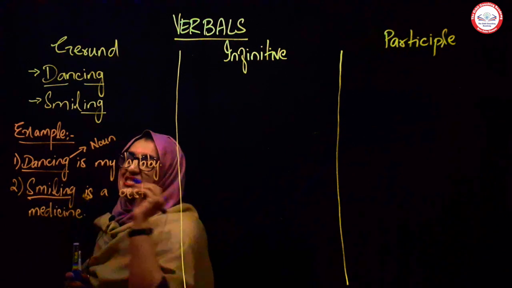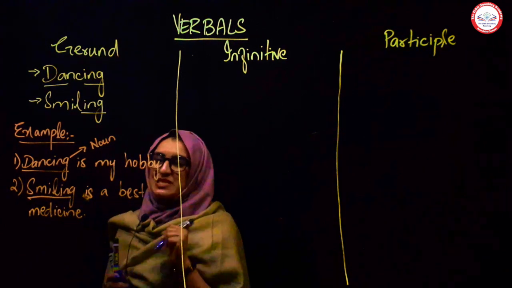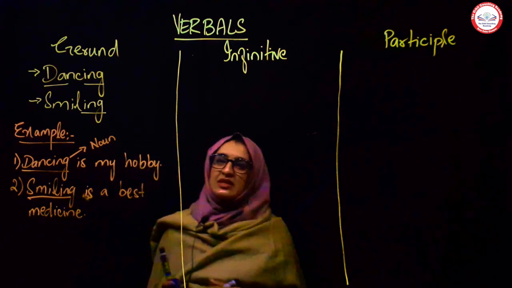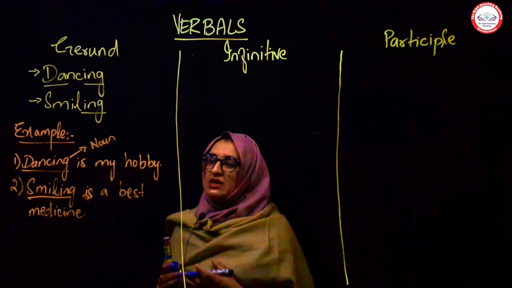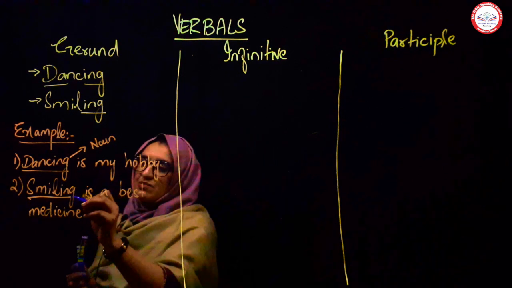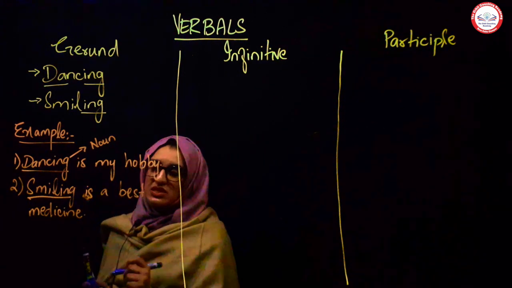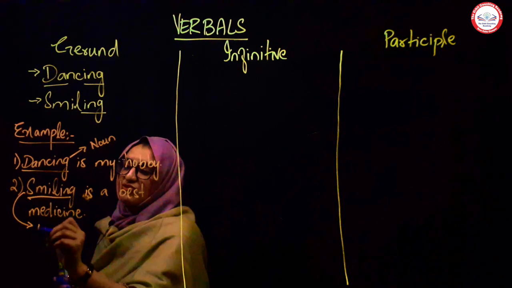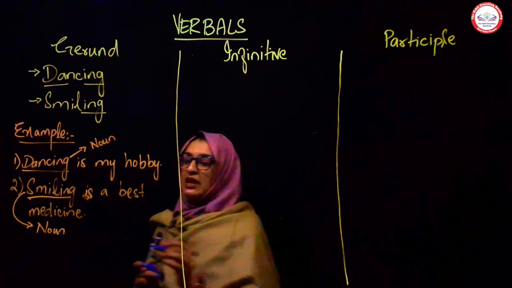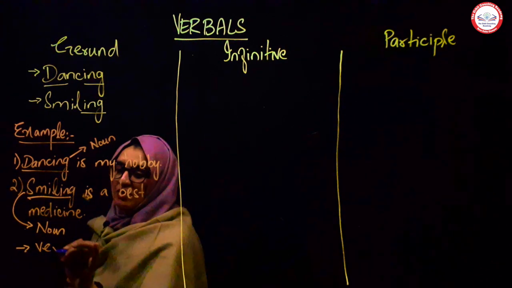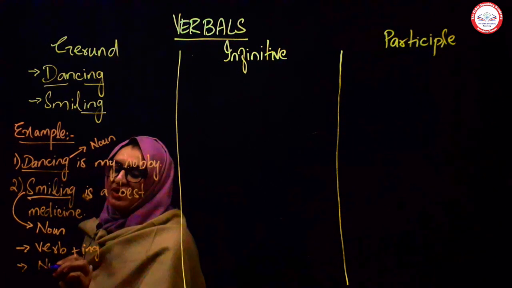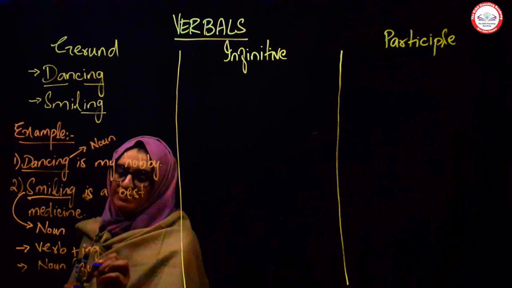Similarly, I have written, smiling is a best medicine. In this sentence, smiling is used in the beginning of the sentence. I hope you're familiar with the sentence structure that we use: subject, verb and object. So in the place of a subject, I have used smiling. So this smiling is performing the function of a noun over here. So a gerund is derived from a word which is a verb plus ing and it performs the function of a noun in the sentence.